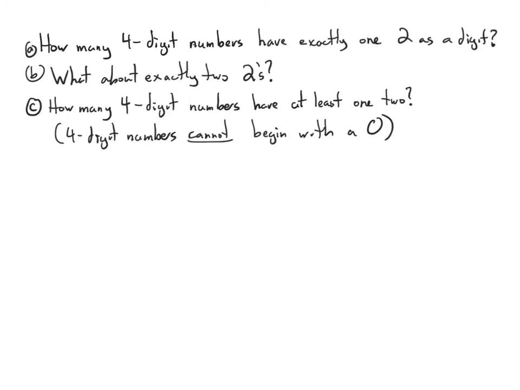So we don't want something like 0, 1, 0, 0. Because really, 100, you wouldn't write a 0 before that. We wouldn't call that a 4-digit number. We'd call it a 3-digit number. So that's what I mean here. All right.